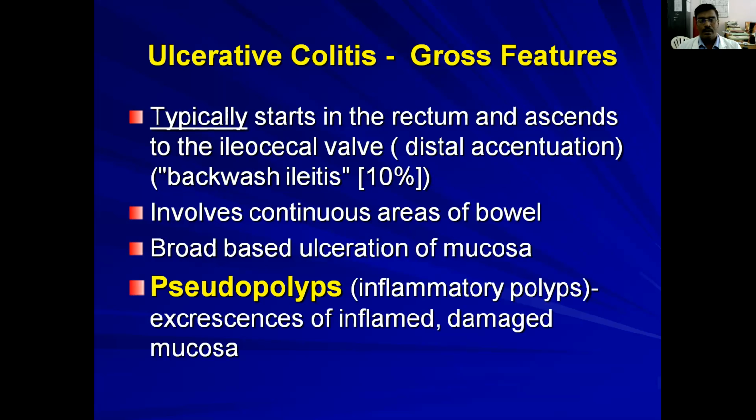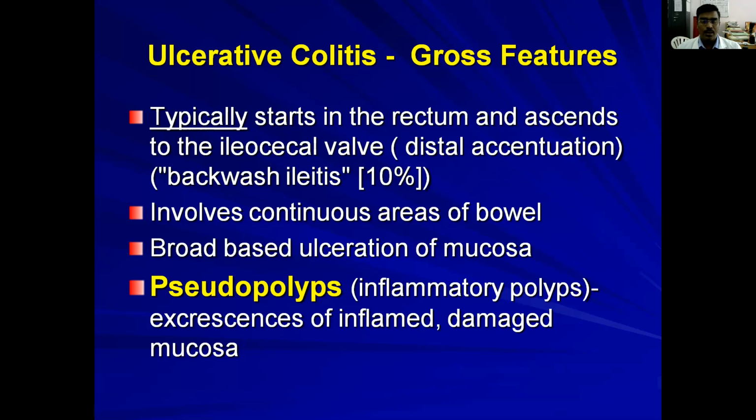So gross findings: typically it starts in the rectum and ascends to the ileocecal valve, which means it has a distal accentuation. Since it starts from the rectum and ascends to the ileocecum, this is termed backwash ileitis, affecting the ileum from the rectum. It involves continuous areas of the bowel, whereas in Crohn's disease it shows skip lesions.